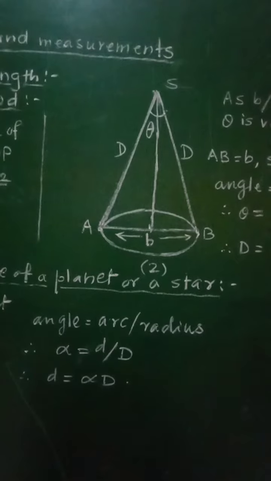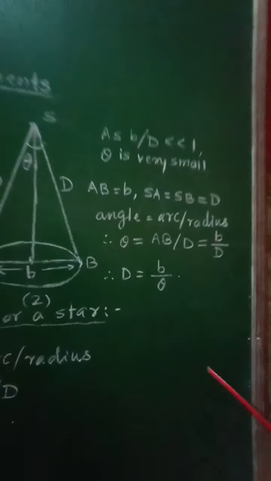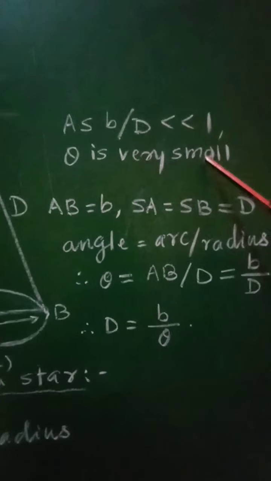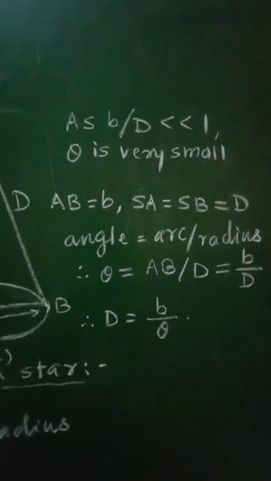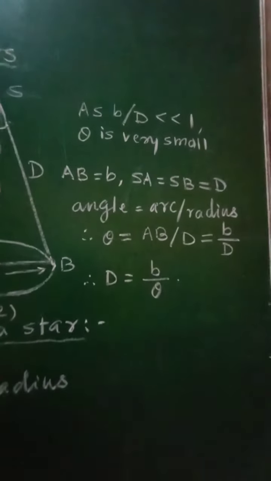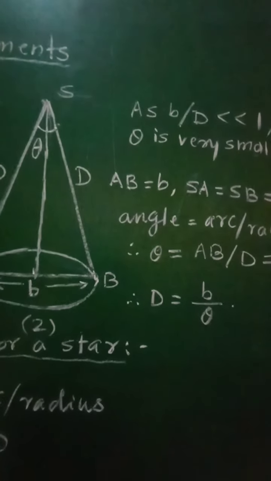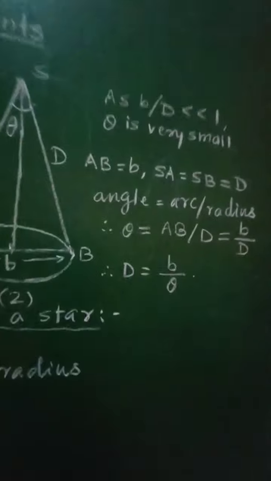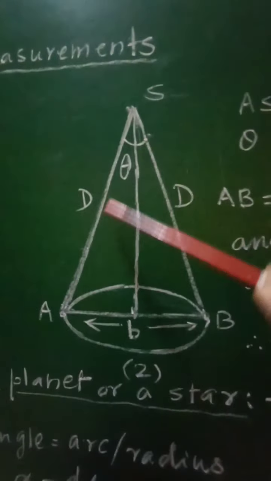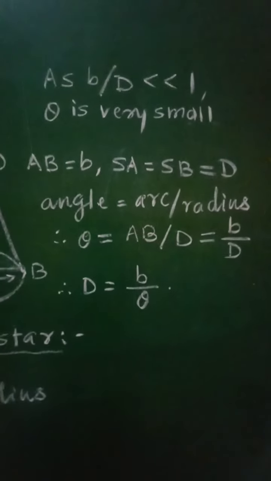Then as the planet is far away, that is, the distance of the planet from the Earth is very large as compared with b, that means we can write b upon D is very much less than 1, then theta is also very small, and therefore we consider AB as equal to b. AB will be equal to b, and the distances SA and SB will be taken nearly equal to D.